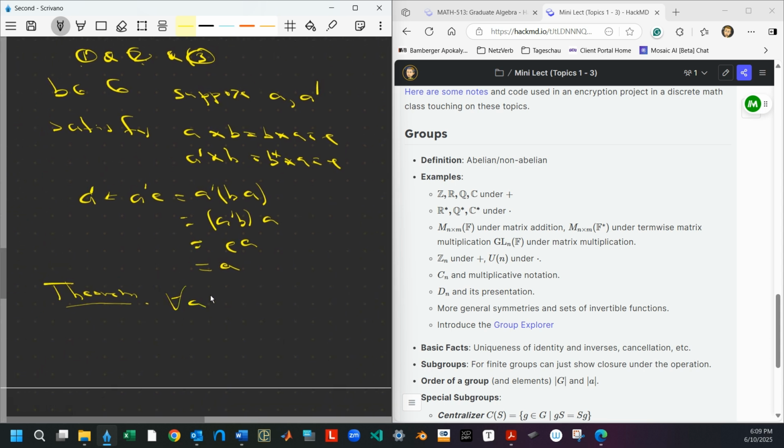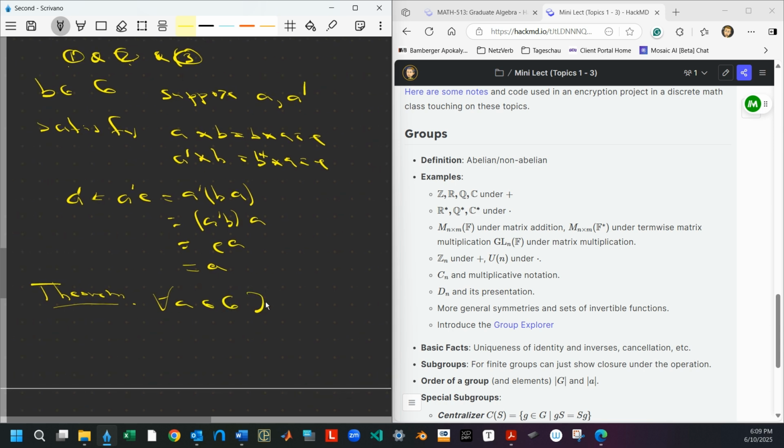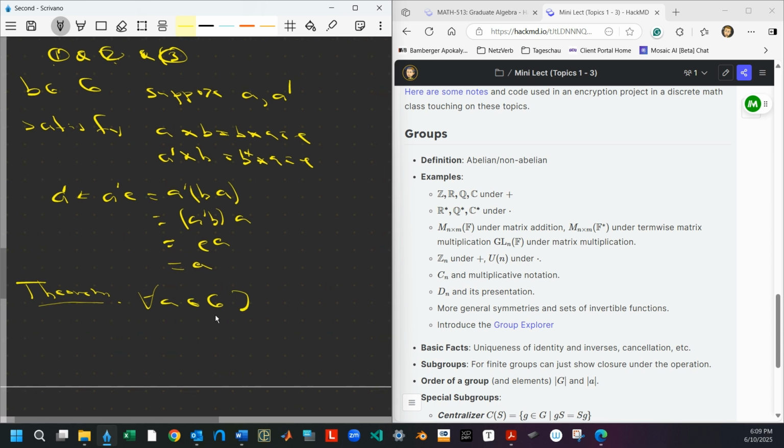For all A in G, there is a unique B, one and only one B, such that AB equals BA equals E, right? And because of this, we can define A inverse equals that unique B.